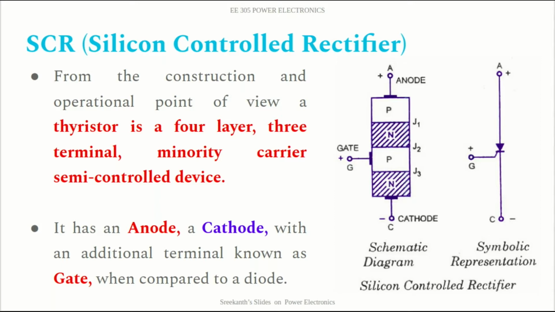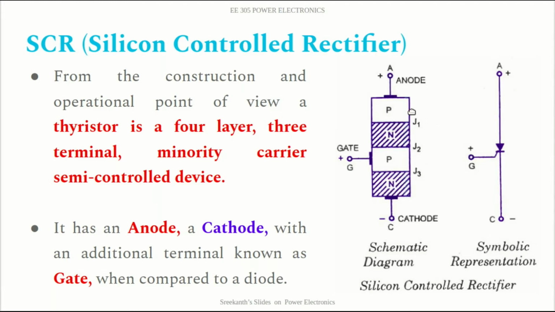If you look at the diagram, you can see that this schematic diagram shows that the SCR has 4 layers: P, N, P, N. In between each set of layers we have a junction. Therefore, we have 4 layers and 3 junctions J1, J2 and J3.